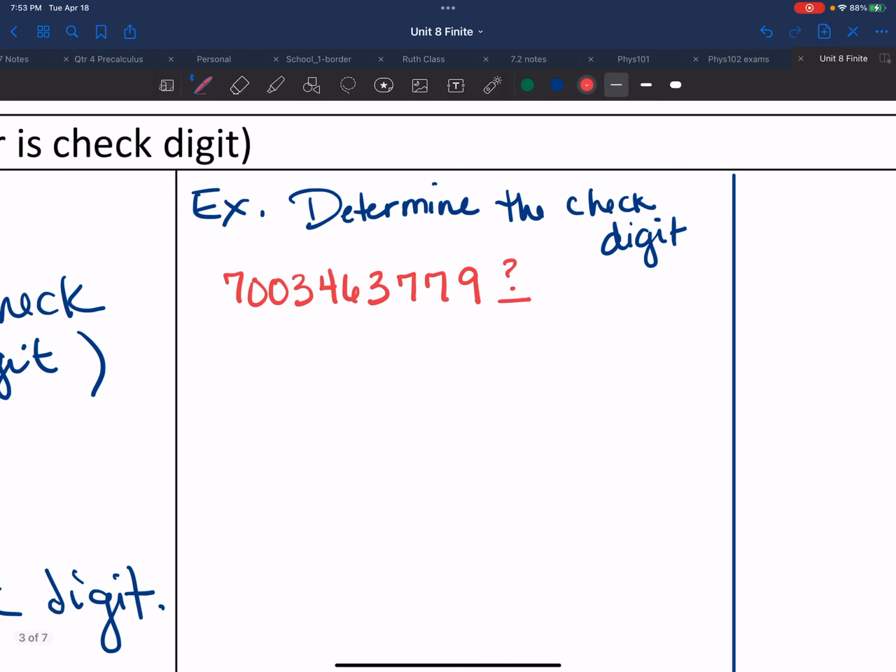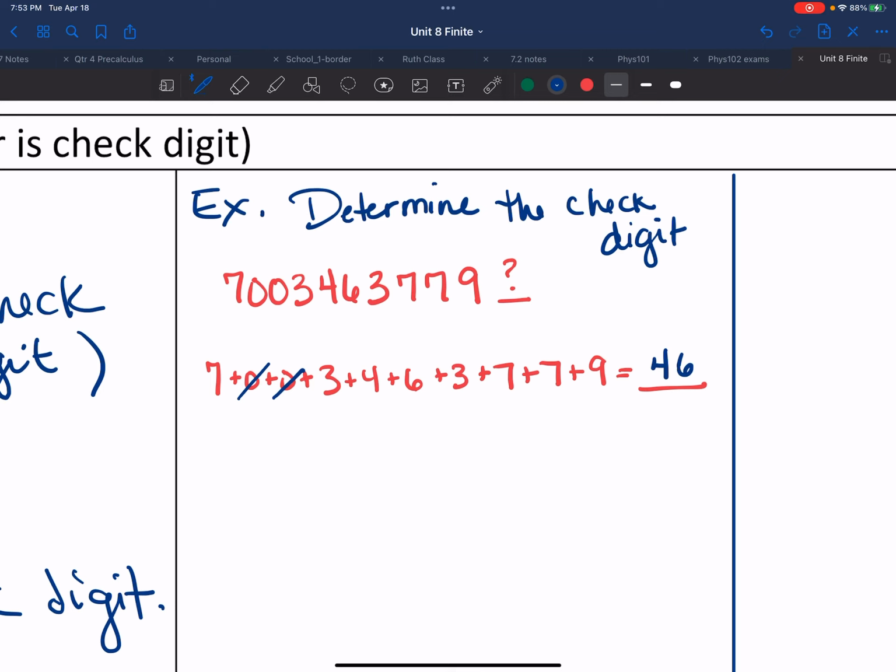So I'm going to add things up. 7 plus 0 plus 0 plus 3 plus 4 plus 6 plus 3 plus 7 plus 7 plus 9. Obviously you don't have to write all of this out, and you don't need to include the zeros when you do your calculations. When I add all of this up together, I get the number 46.